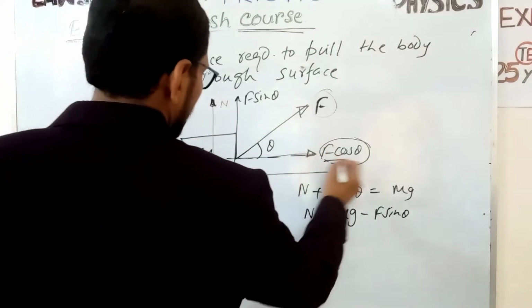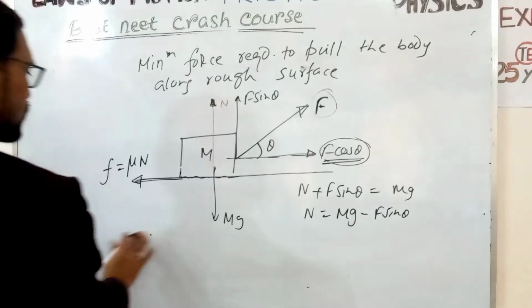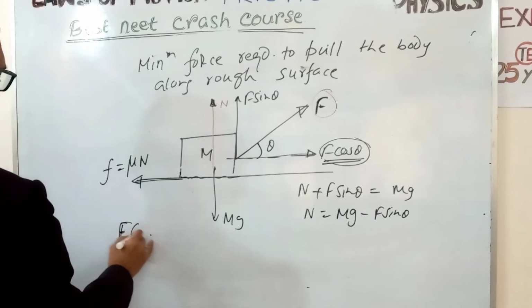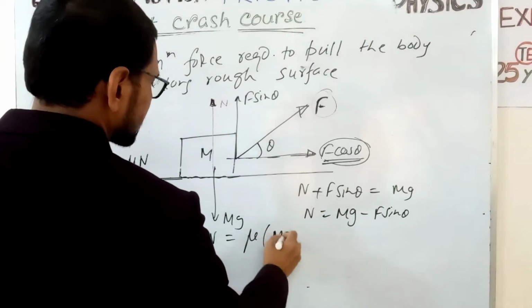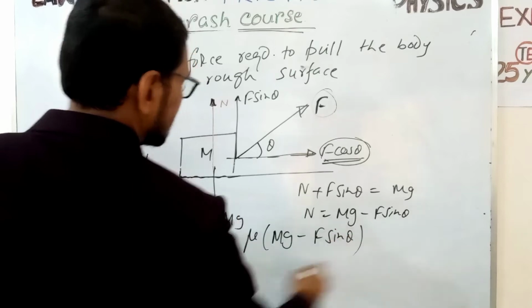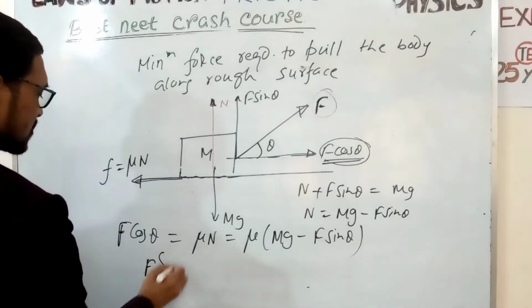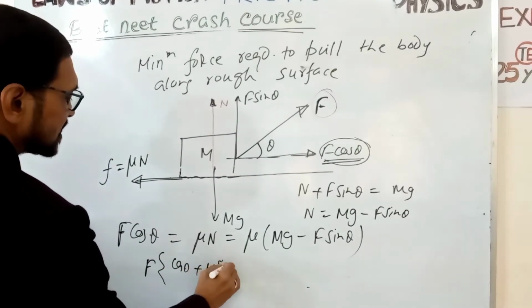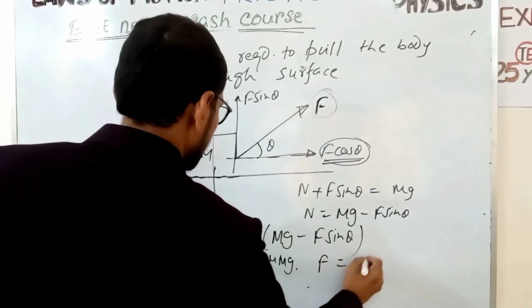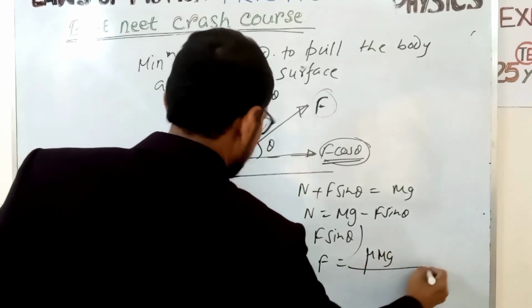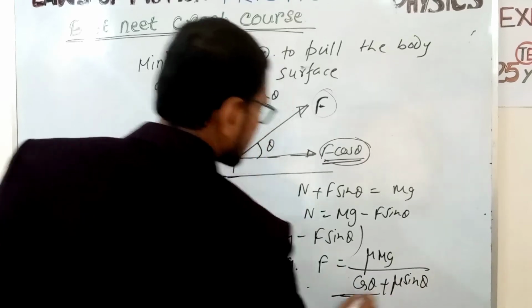So what is the force required to move the body? This force must be equal to this. So to move the body, F cos theta must be equal to mu into N. Now N equals mg minus F sin theta. So shifting, F cos theta plus mu F sin theta equals mu mg. So F equals mu mg divided by cos theta plus mu sin theta. Here two cases may arise.